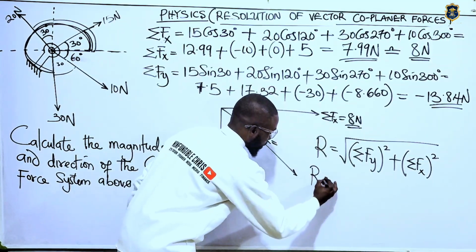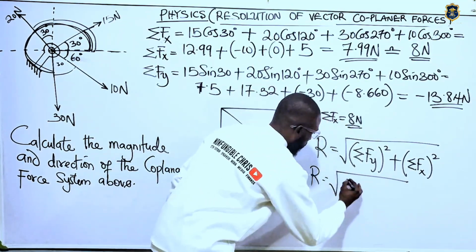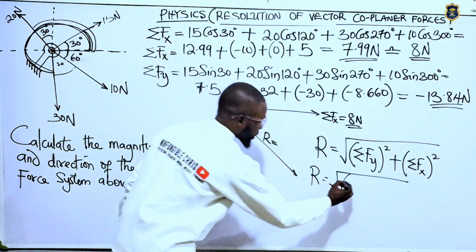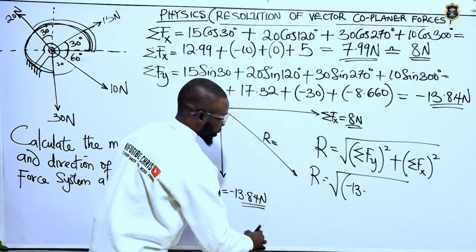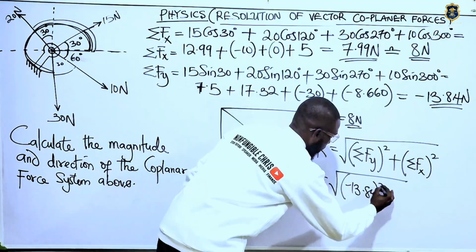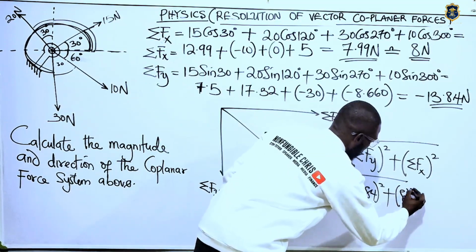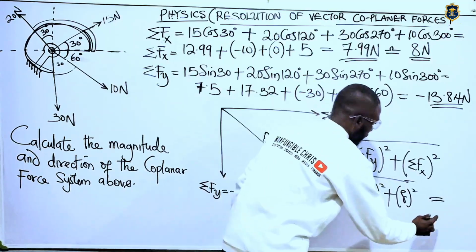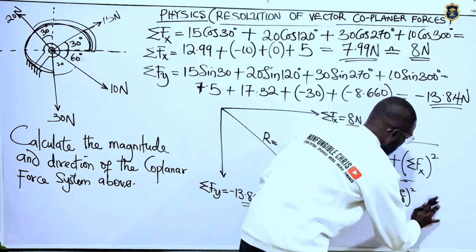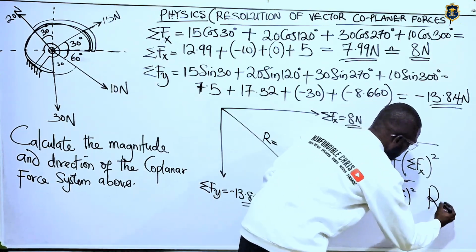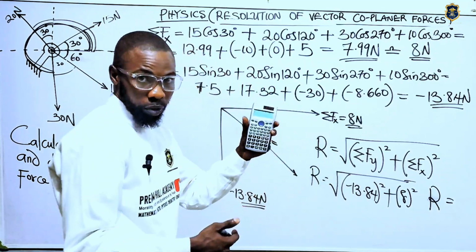So by doing that, our R gives us what? What's our ΣFy? Minus 13.84 Newton all squared plus what? Our ΣFx gives us 8 Newton, 8 all squared. So by doing that, what is our R going to be? Our R, that's our resultant force, is going to be, let's try the calculator.